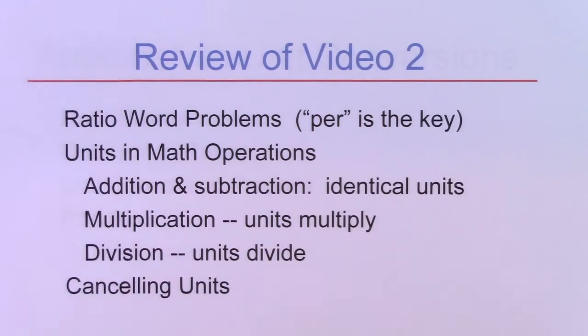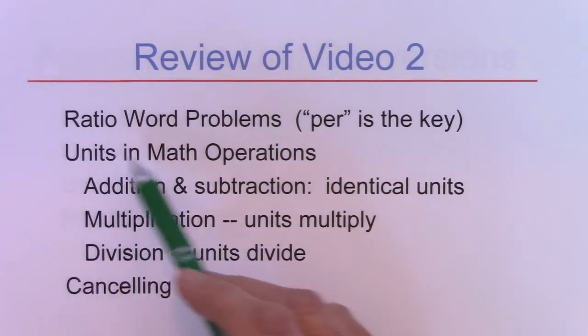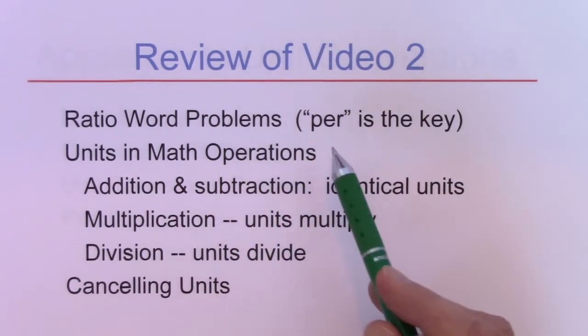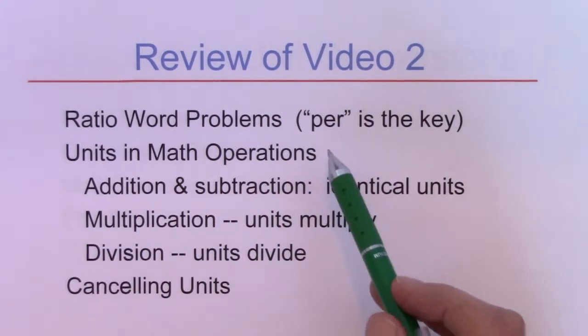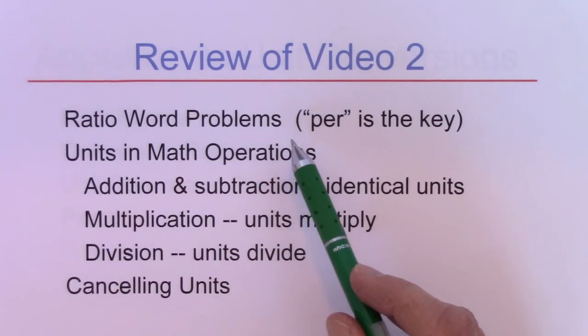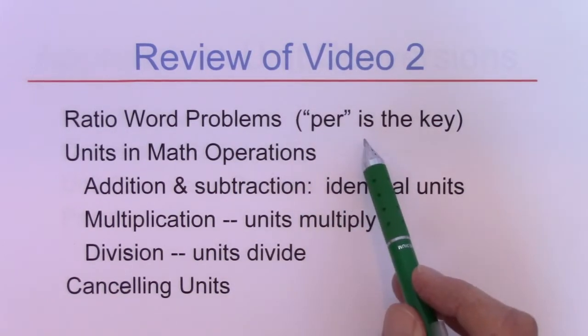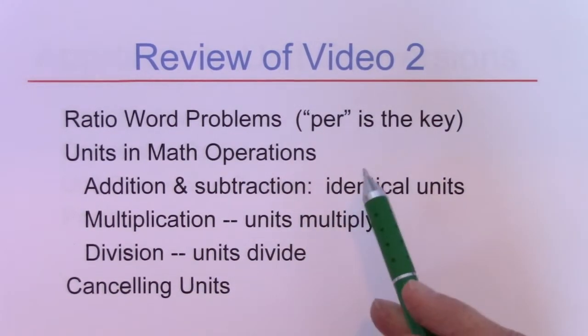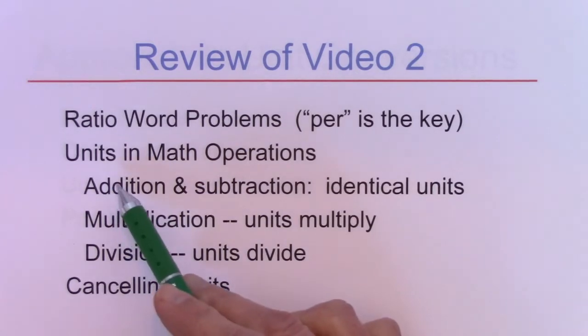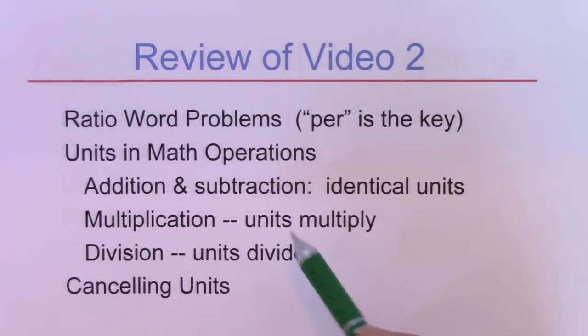First, let's review video 2 briefly. There we learned how to do ratio word problems, where the word per is key. Whatever unit comes before the per is in the numerator, and whatever unit comes after the per is in the denominator. We talked about how units work in mathematical operations.